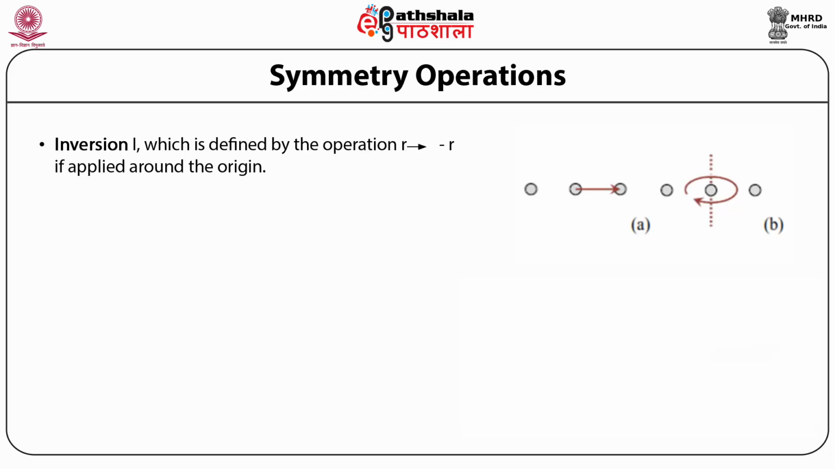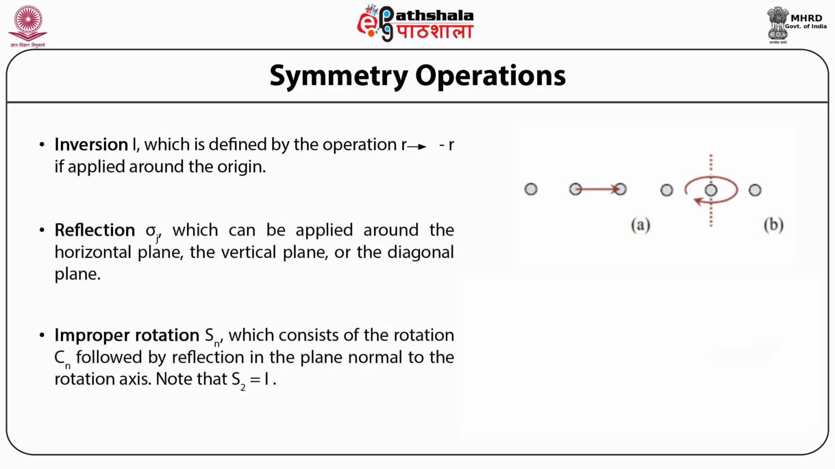Now there is also a reflection symmetry, called sigma j, which can be applied around the horizontal plane, the vertical plane, or the diagonal plane. This is illustrated here in the figure below, C, D and E. You can see that in D it is in the vertical plane, just as if you have put a vertical mirror in front of one atom, and another atom will be reflected at the same distance. So this is reflection symmetry. And in E you see that the mirror is horizontally placed, and you can see this symmetry in the structure.